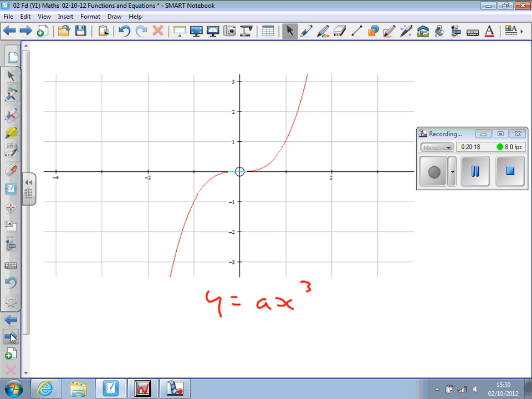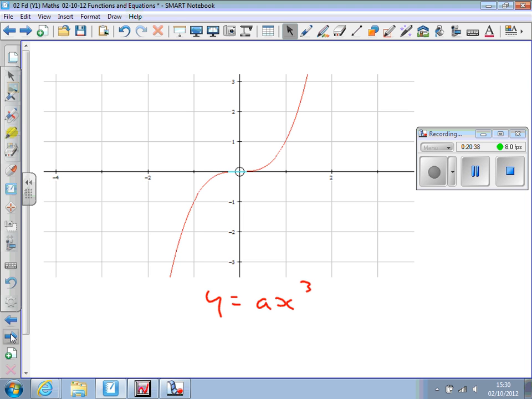If I cube a number, it can go negative, can't I? If I cube a negative number, it ends up being negative. Minus 2 times minus 2 is 4, times minus 2 is minus 8, so it will go negative. So this side flips downwards in a cubic. So that's sort of a classic cubic shape.